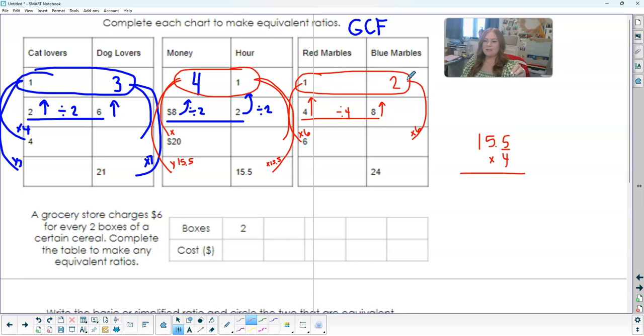Coming back to the basic ratio, 2 to 24. So you need to see how many times 2 goes into 24 and then do the same thing to the 1. So go ahead and see if you can finish filling that out.